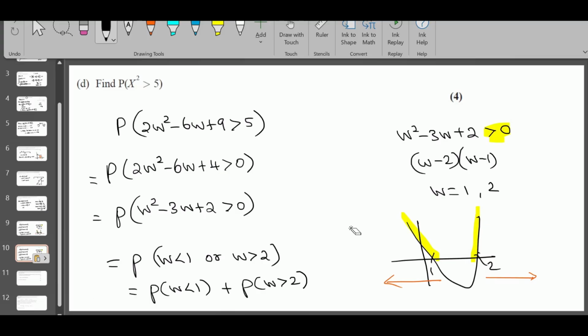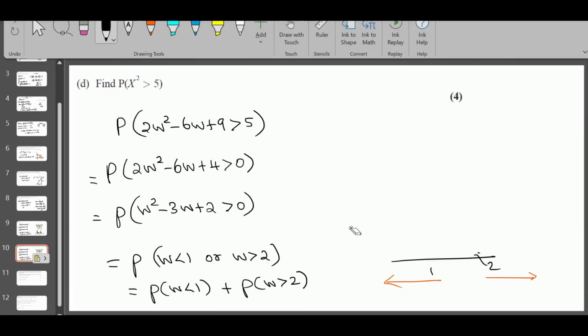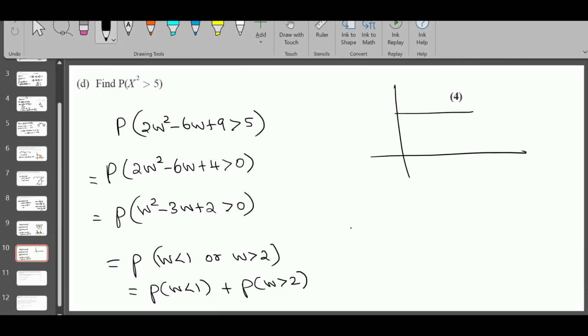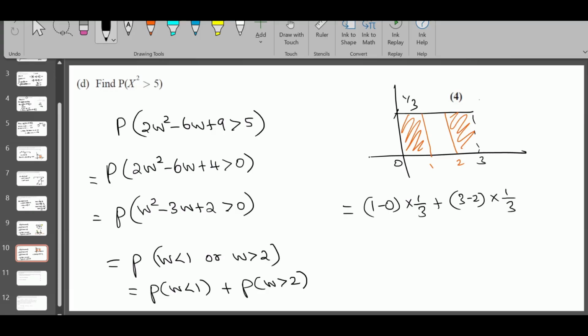Now to find the probability, I'm going to draw a simple diagram quickly. It's 0 to 3, right? And this is 1 over 3. The first probability is less than 1. The area of this rectangle is 1 minus 0 times 1 over 3, plus the second one, greater than 2, which is 3 minus 2 as the length at the bottom, and the breadth is 1 over 3. So 1 over 3 plus 1 over 3, 2 over 3 is the answer.